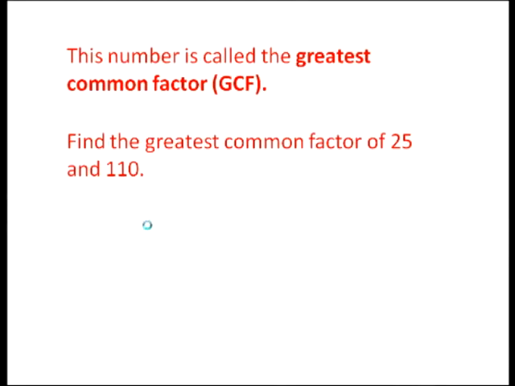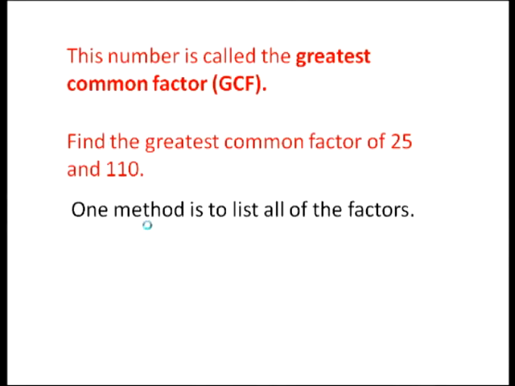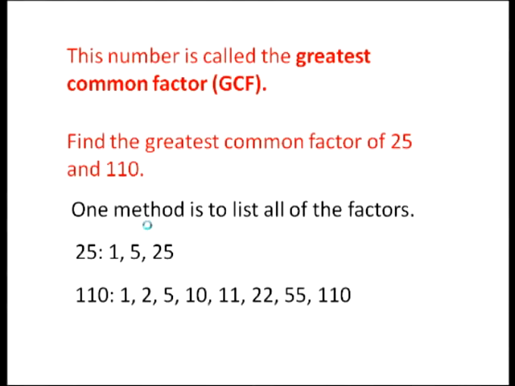What if I said find the greatest common factor of 25 and 110? One way I could do this is just by listing all the factors of both of these numbers. So 25 is 1, 5, and 25. And 110 is all these numbers. Okay, and obviously I'm not showing all the work I did to find these. The only number that they share, the biggest number they share, is this 5. So this means the greatest common factor is 5.